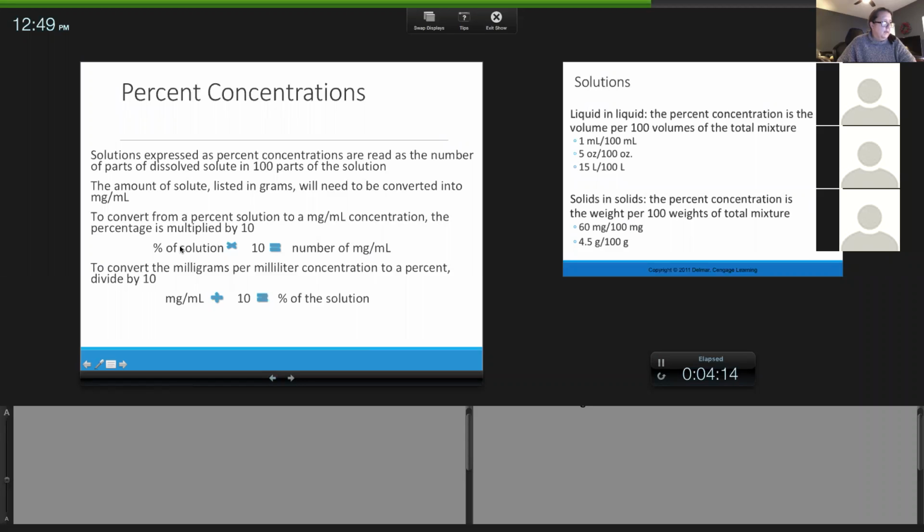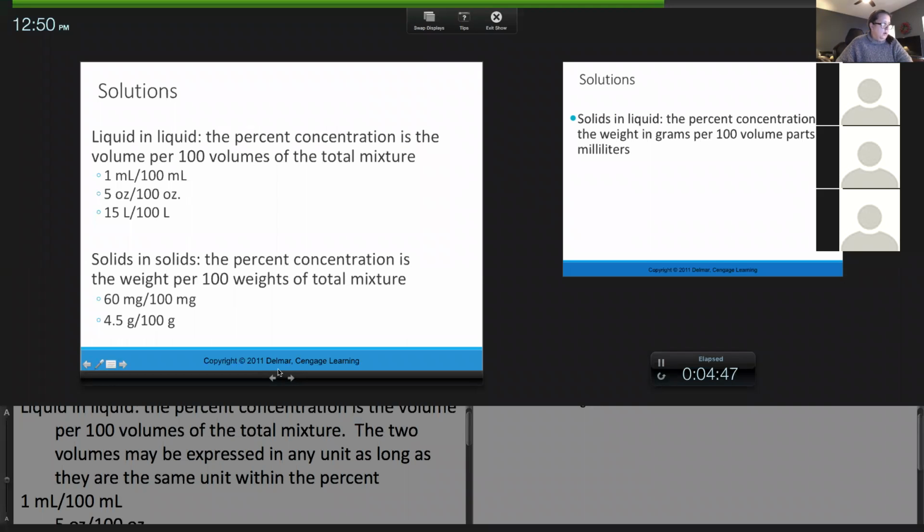So we've already done this. Percent of solution times 10 gives you the milligrams per mil. Mgs per mil, if you do that times 10, gives you the percent. It's a way to work back and forth within that number. I don't want this to be confusing. It's literally just telling you, you can convert it this way. Or if you had a mgs per mil drug, you can multiply the milligrams by 10, and that would tell you what percent of drug is in that bottle. Okay. Solutions.